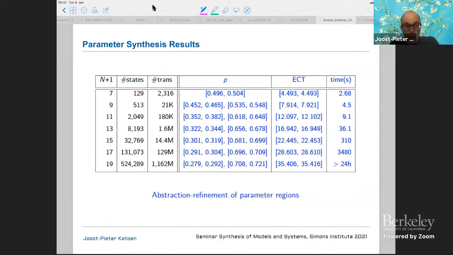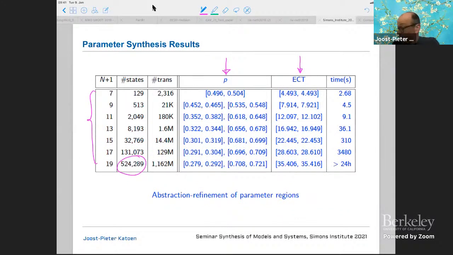Good. Now what you can do, and this is what this table shows, is automatically determine for which bias of the coin you minimize the expected number of steps to stabilize. And that's given over here. And here you see different ring sizes, and this is the size of the model. What you actually have here is a kind of Markov chain, but the probabilities are unknowns. They are variables, and those are the ones that you synthesize.